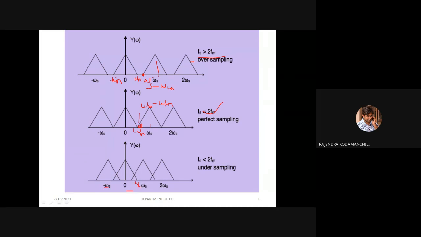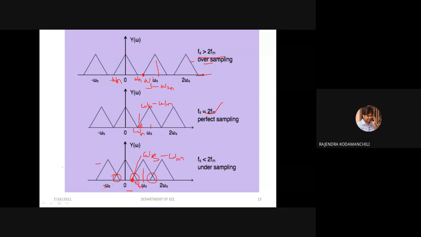It is omega m, it is omega s. It is called omega s minus omega m. Okay, here this is the scenario. Try to understand: when the signals are overlapped under undersampling, it loses some amount of information or data.